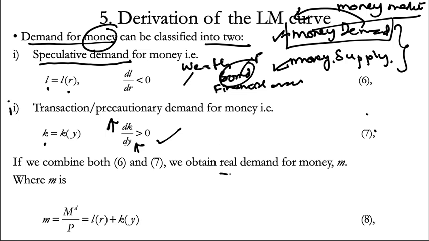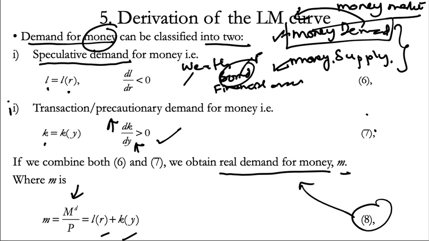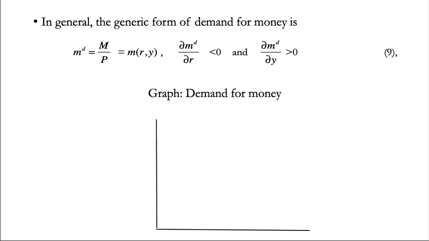We have a real demand for money, call it M, where M is this. Real demand for money, if we try to rewrite it in another way, it is basically nominal demand for money divided by price level. So expression 8 shows us the real demand for money. Let's try to summarize all of this. So we put it in this way.